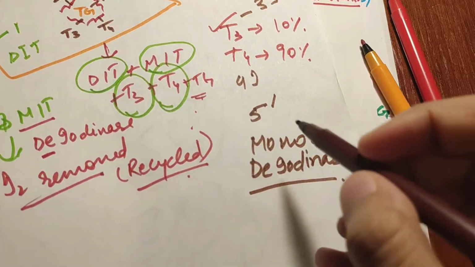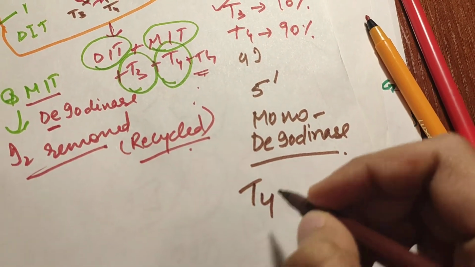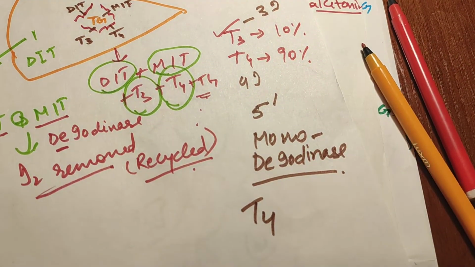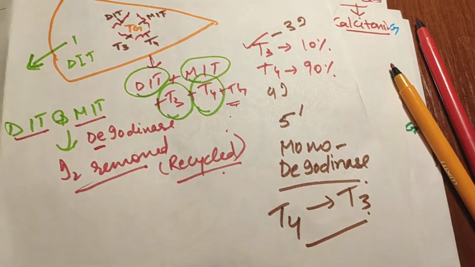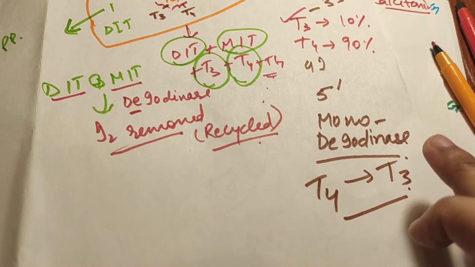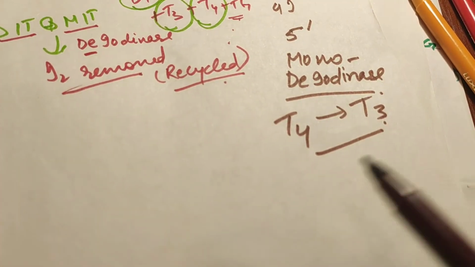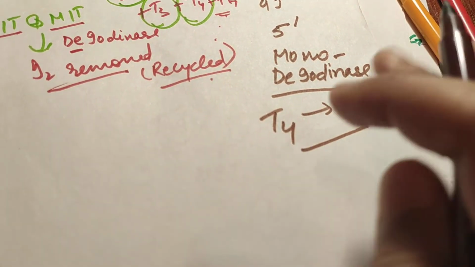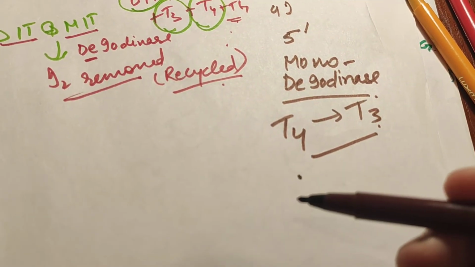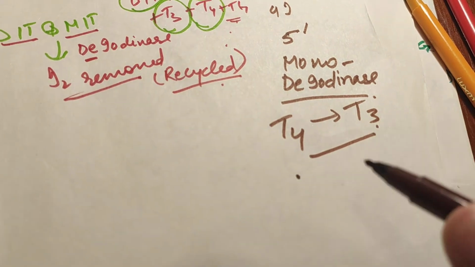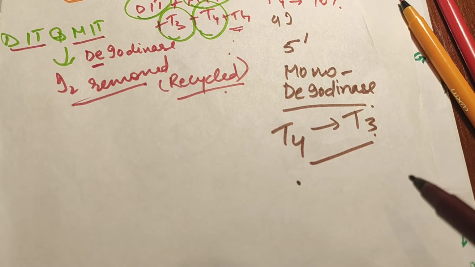So 5-monodeiodinase will act on T4, and what will happen? From T4, one iodine will be removed and it will convert into T3. T3 is the active form. So in the tissues, through this enzyme we get T3. These thyroid hormones are steroid-like, lipophilic, so they will enter the cell membrane, enter the nucleus, act on the DNA and then synthesize proteins, whatever function it will do.